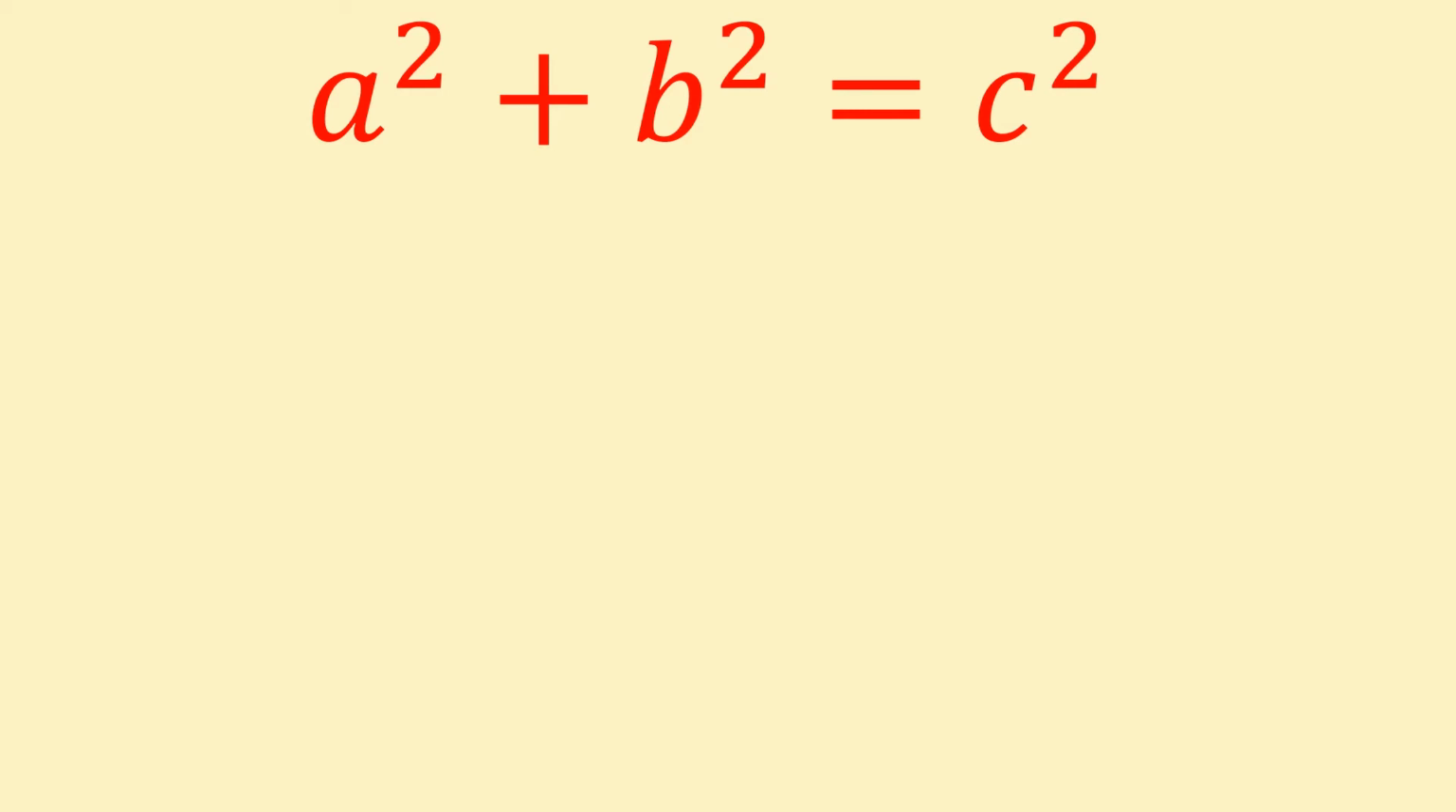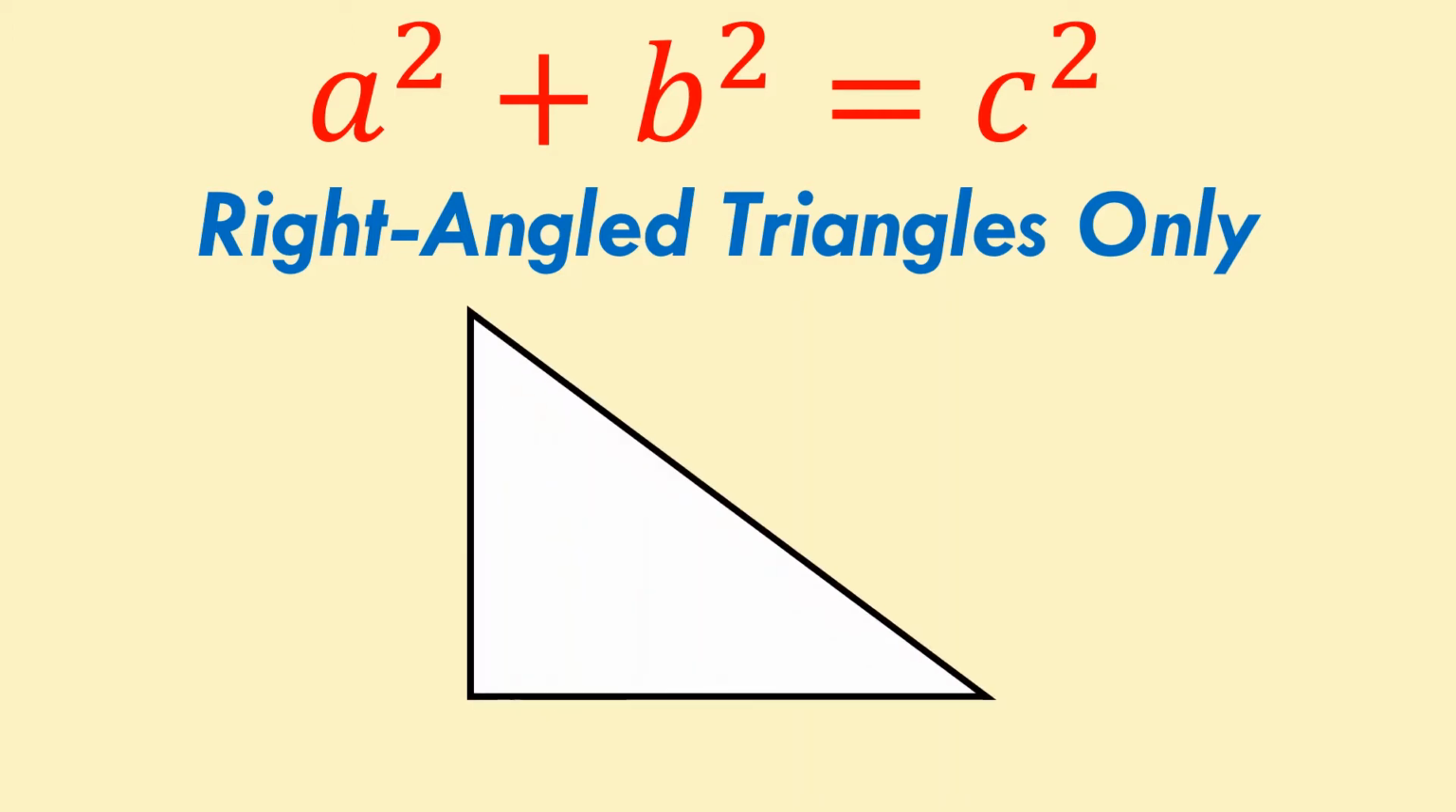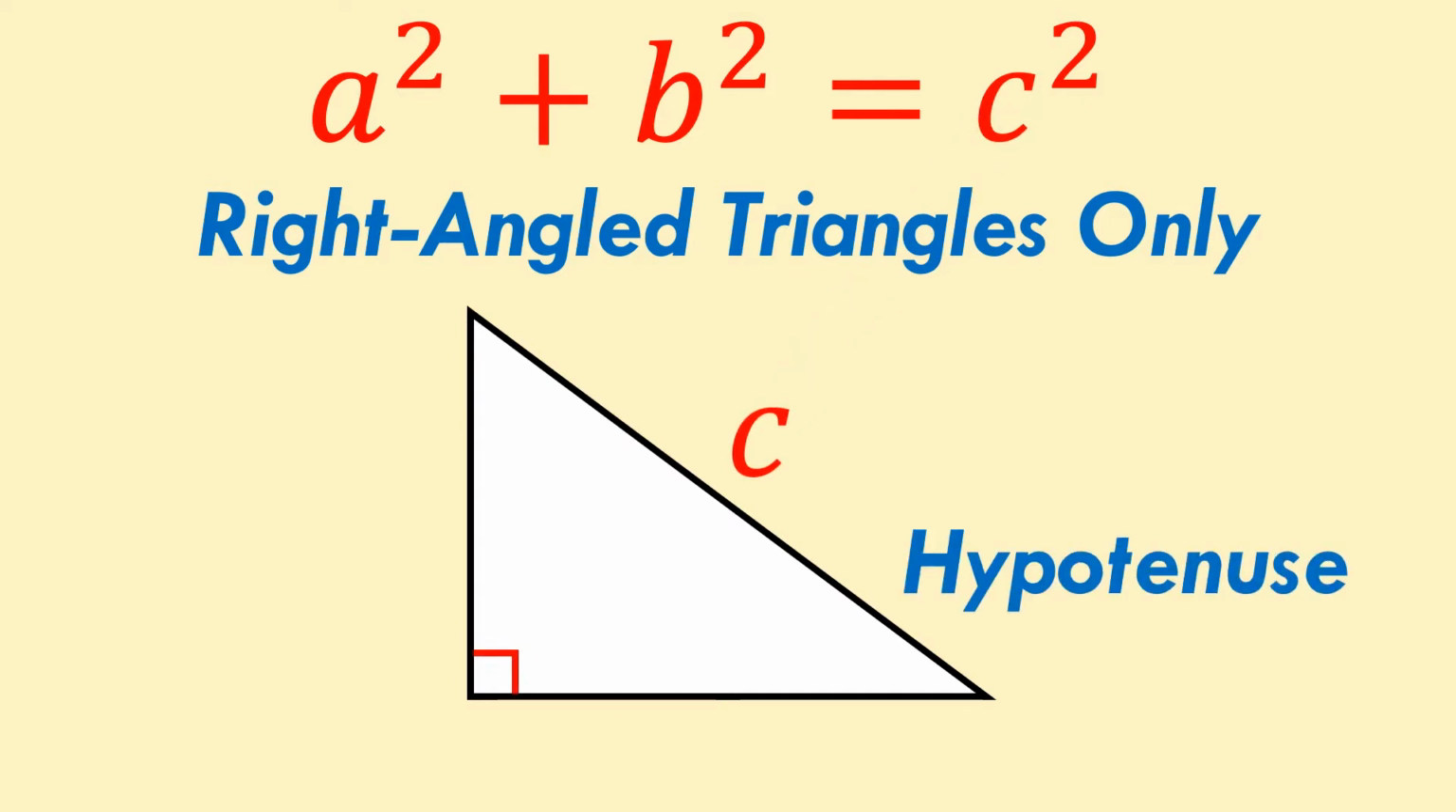Let's start with the famous formula. A squared plus b squared is c squared. The first thing to note, this theorem applies to only right-angled triangles, with each letter A, B and C corresponding to the sides of the triangle. If we've been given two sides of a right-angled triangle, we can use it to work out the third side. It's as simple as that.